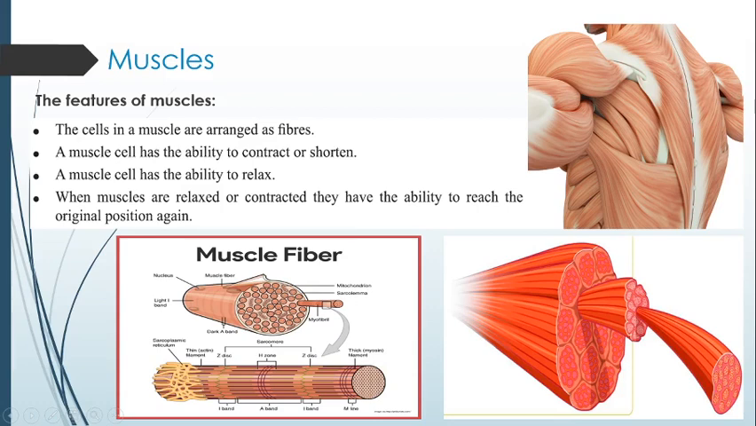Collecting a number of muscle fibers creates a large muscle. These muscle fibers are arranged as bundles. By collecting a few bundles, it creates a huge muscle.